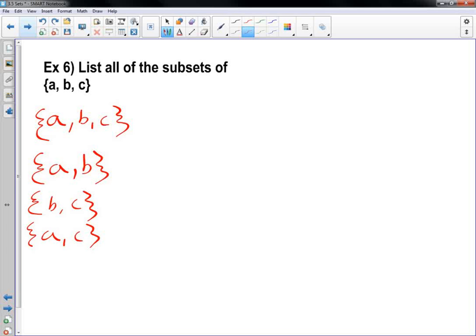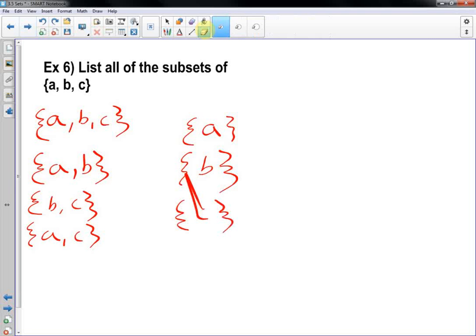How about the sets with just 1 element in it? A, B, and C.